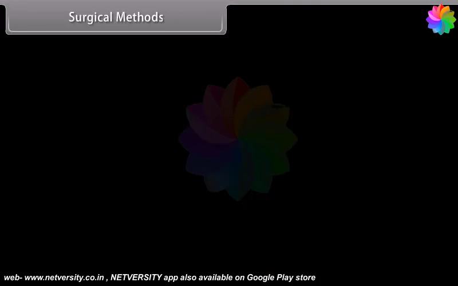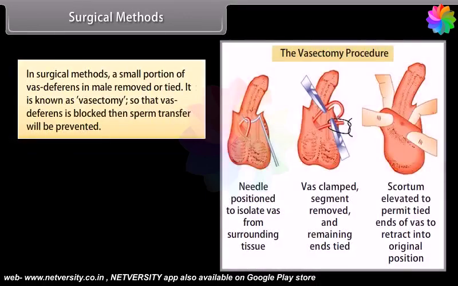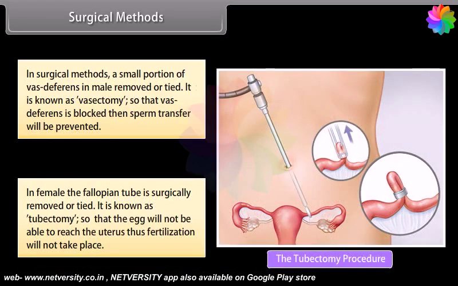Surgical methods. In surgical methods, a small portion of the vas deferens in the male is removed or tied. It is known as vasectomy, so that the vas deferens is blocked and sperm transfer is prevented. In females, the fallopian tube is surgically removed or tied. It is known as tubectomy, so that the egg will not be able to reach the uterus, thus fertilization will not take place.